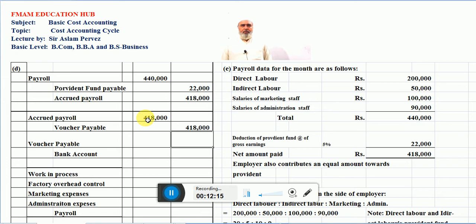Now students, at the time of payment for employees, like direct labor cost, indirect labor cost, salaries of marketing staff and salaries of administration staff, we have to close the voucher payable and pay the cash to the employees, 4 lakh 80,000 rupees. Students, this is the payment entry against the payroll.